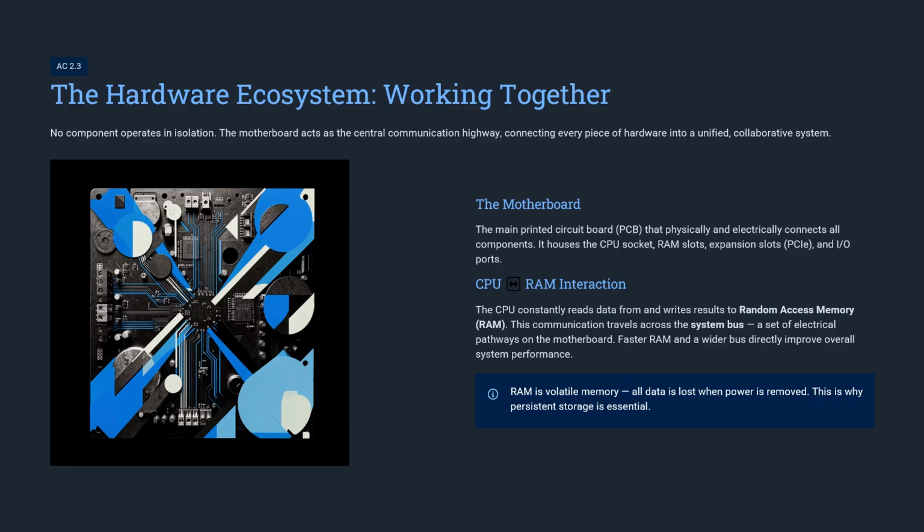Now let's look at the hardware ecosystem and how components work together. No component works alone. The motherboard acts as the central communication highway, housing the CPU, RAM, and expansion slots. The CPU and RAM constantly interact across the system bus. Remember, RAM is volatile, which is why persistent storage is essential.